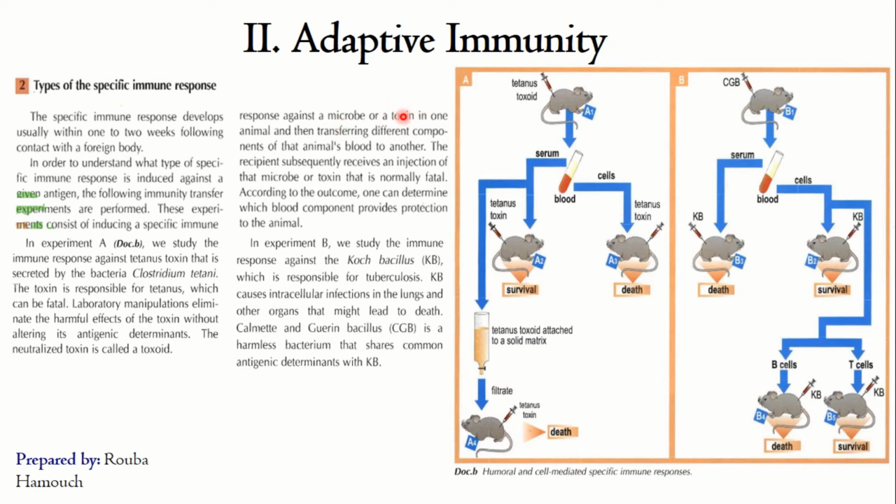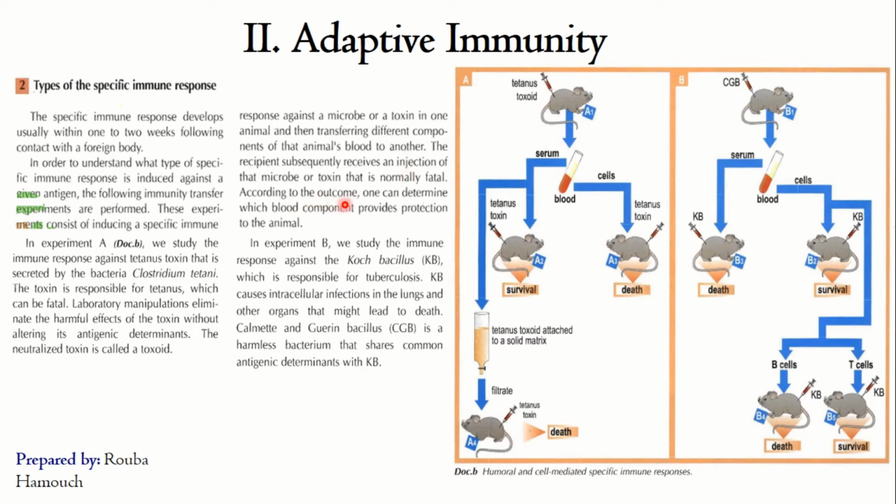A toxin is a molecule secreted by bacteria. So we induce a specific immune response in an animal, and then we transfer the different components of that animal's blood to another animal, and we see the results. The recipient subsequently receives an injection of that microbe or toxin that is normally fatal. So first we vaccinate the animal, then we inject it with the harmful microbe.